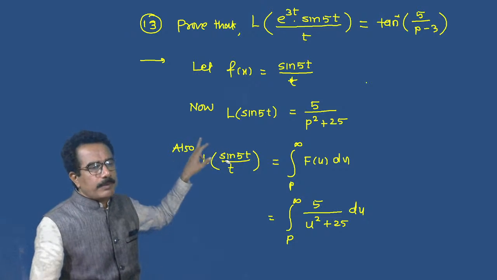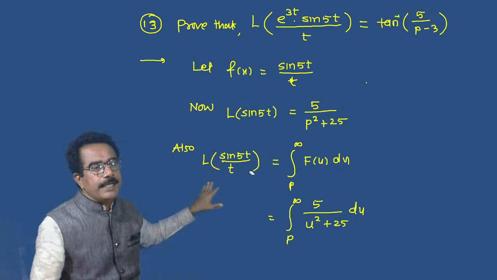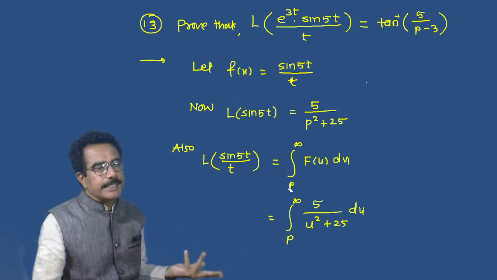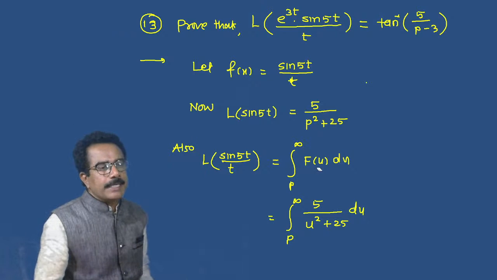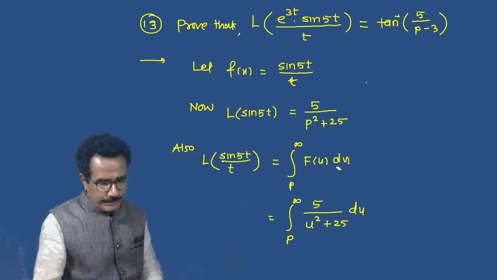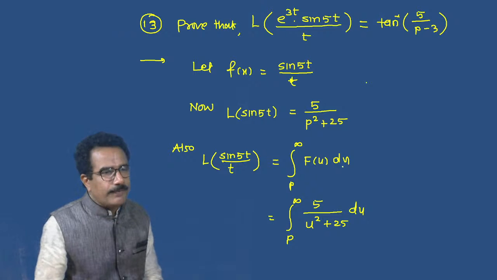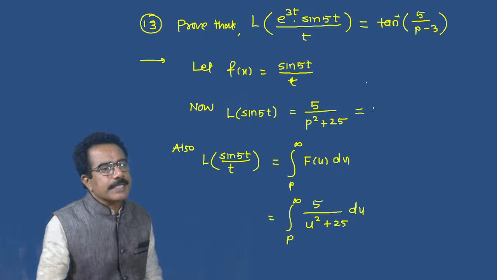So the Laplace transformation of sin 5t divided by t is equal to, again by the theorem, the integral from p to infinity of capital F of u du. But in this case, capital F of u means what? This is capital F of p.